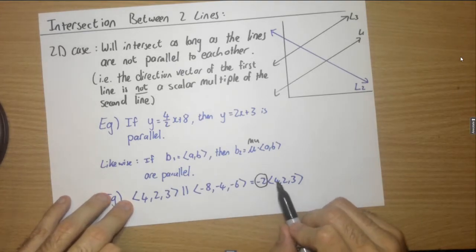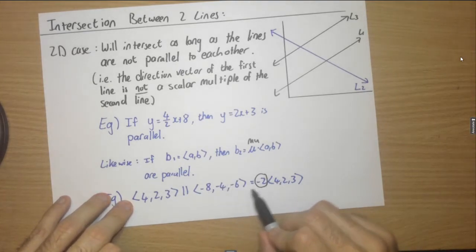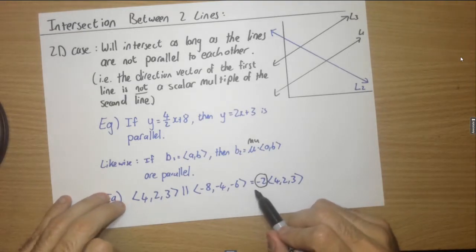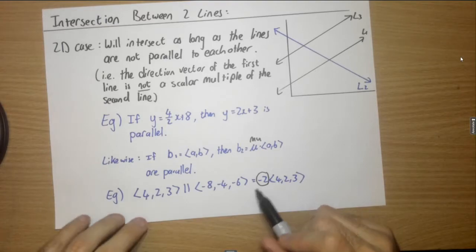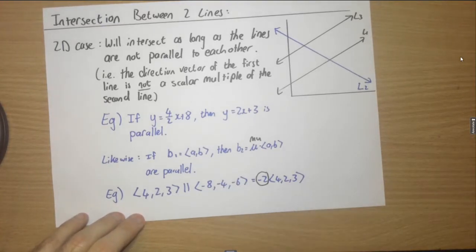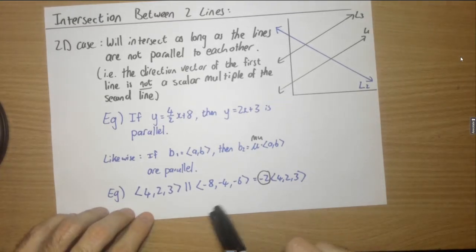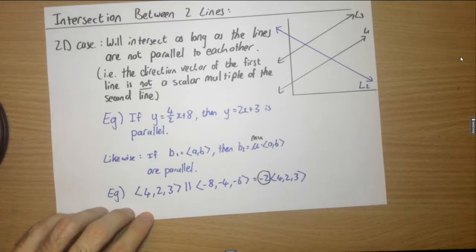So because the second vector is a scalar multiple of the first vector, those two lines are parallel and they won't actually intersect. That's the first thing I'll check if I'm seeing if two lines will intersect or not. Are their direction vectors parallel or not? Because if they're parallel, they won't intersect.